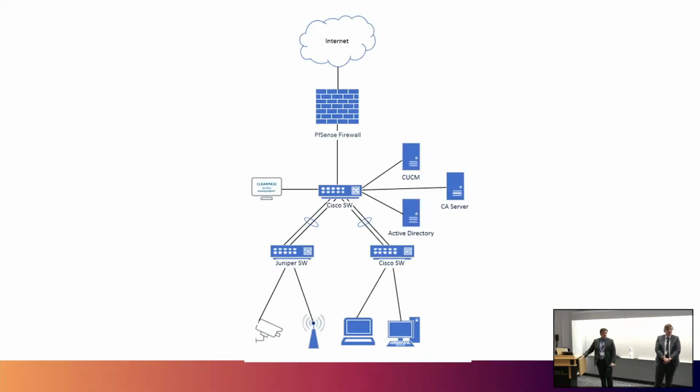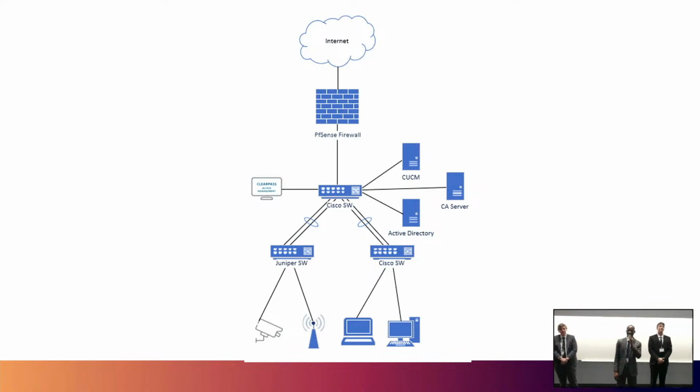So this is the look of our entire network topology. We have pfSense as a firewall facing the internet to control access into our network and what leaves the network as well. Then we have a core switch. It's a Cisco brand, and that's where we have all our servers: the main server, which is the Clearpass server, the CUCM server for the VoIP solution, and also our certificate authority server, as well as our Active Directory server.